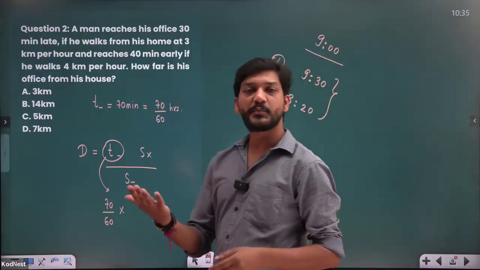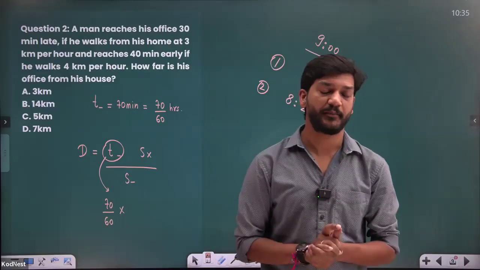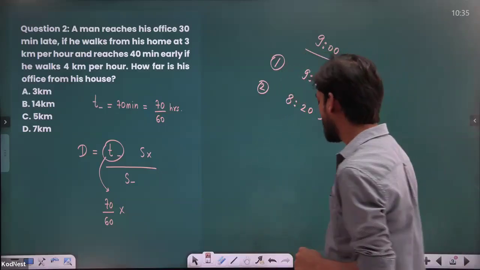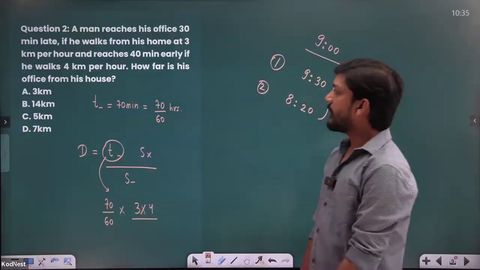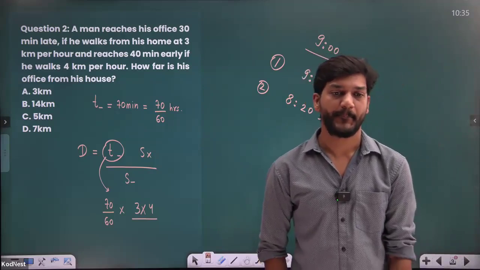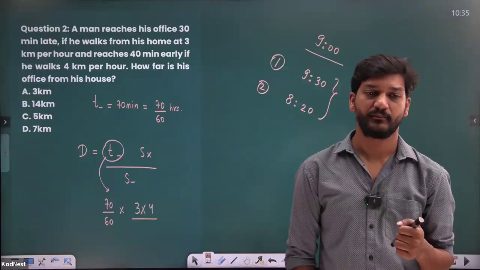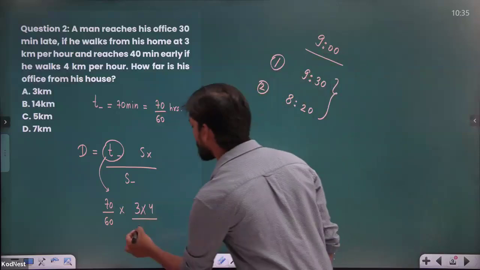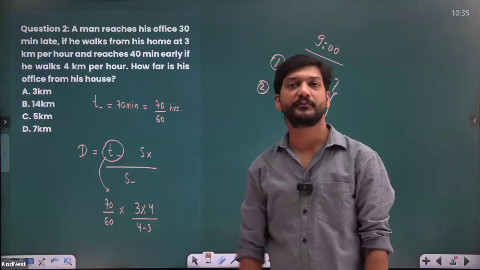The speed of Monday, speed of Tuesday. What is the product of Monday and Tuesday speed? How much is the product of the speed? Don't say 12, just say 3 into 4. Okay, what is the difference of the speed on Monday and Tuesday? Higher minus lower. 4 minus 3. This is how you have to just apply the formula.